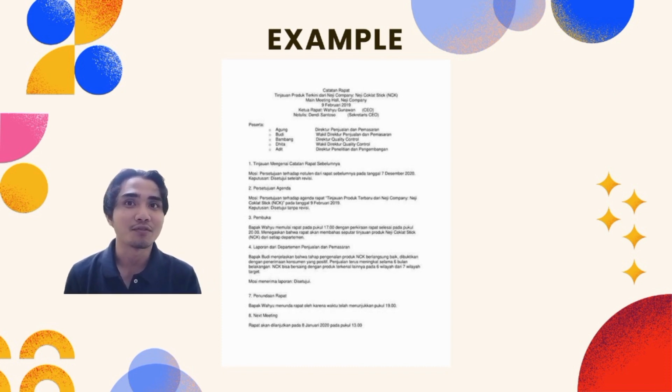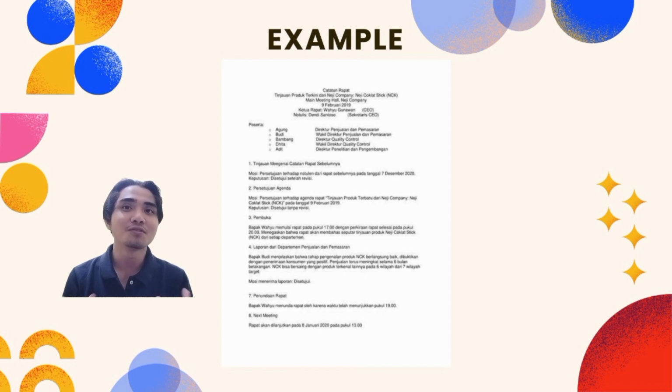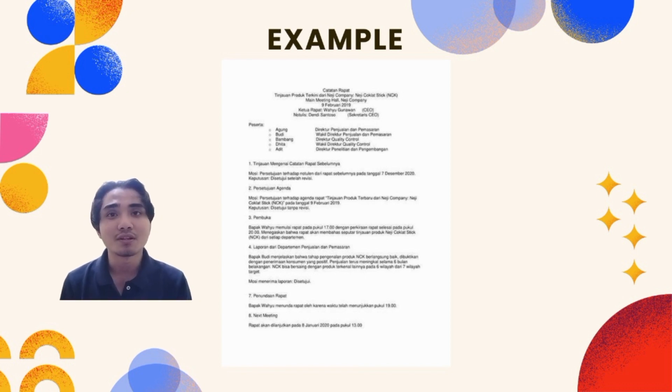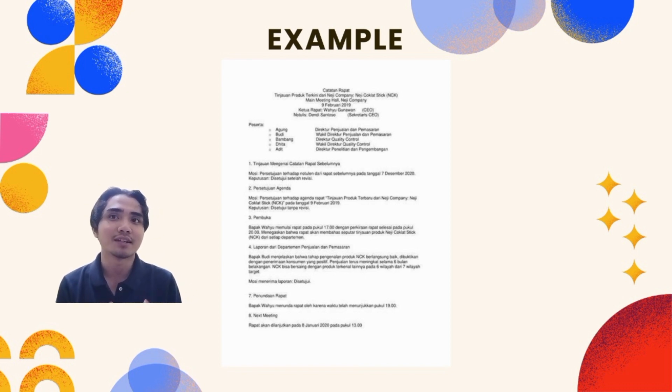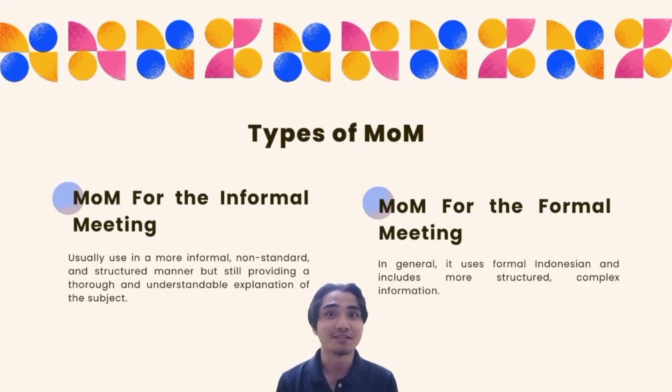That is an example for formal meetings. If you are doing meetings, you can take and write the points of your meetings into a document like minutes of meeting itself. There are types of minutes of meetings. Minutes of meeting for an informal meeting is usually used in a more informal, non-standard and unstructured manner, but still providing true and understandable explanations of the subject.